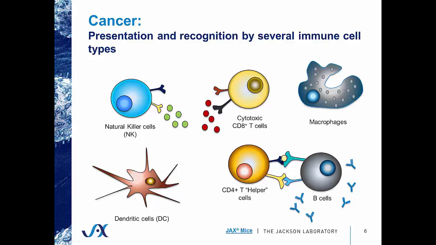So as I mentioned, there are multiple cell types of the immune system that participate in what we call anti-tumor immunity, including natural killer cells and cytotoxic CD8 positive T cells, which both have the ability to directly kill tumor cells. There are also macrophages, which engulf tumors, and dendritic cells, which as I mentioned are the main antigen-presenting cells of the immune system, and they can present those tumor-associated or tumor-specific antigens to other immune cell types. And then finally, there are T helper cells, which help B cells make more antibodies against those tumor cell antigens.